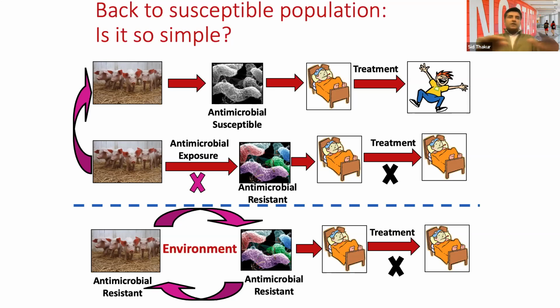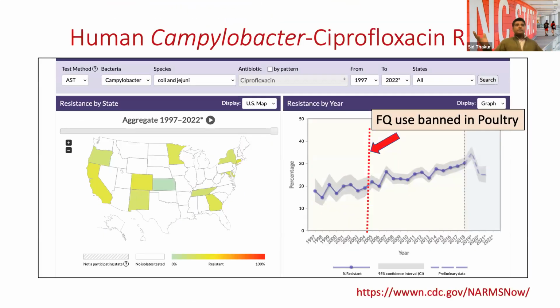So I put a dotted line over there because now I'm going to split the rationale for the next few slides into these two different sections. First, simply taking off antimicrobials: does that revert to a situation where pathogens are now not resistant, because there is no pressure on them? And the second one is the role of the environment. So let's look at the US data. Campylobacter is a pathogen that you find in poultry production, and it causes campylobacteriosis in humans.